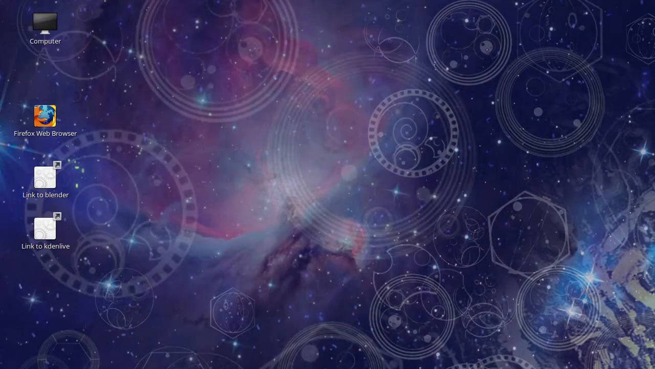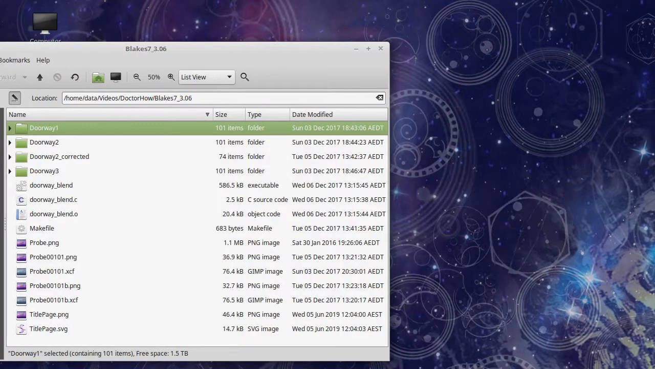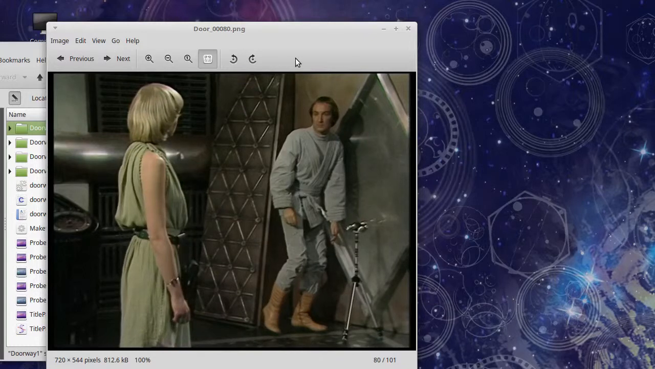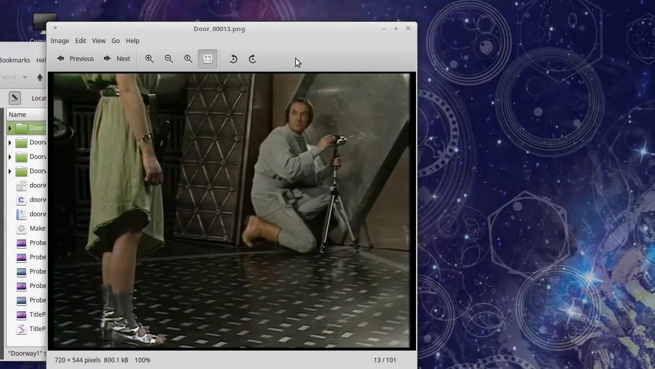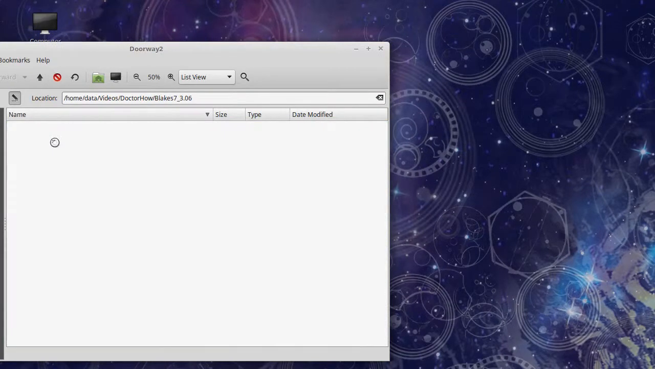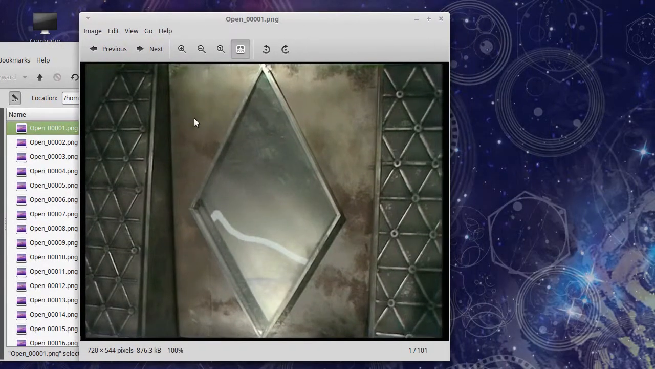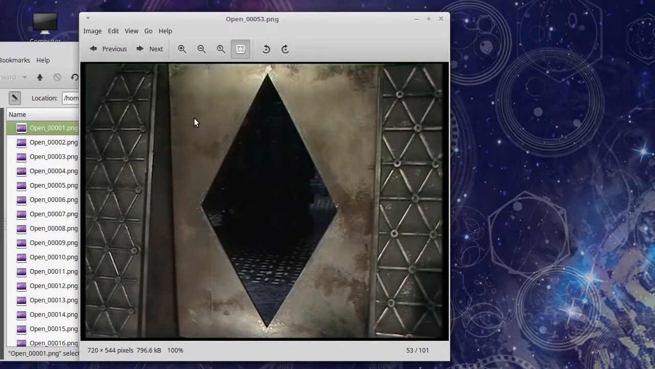So if you have a look at the doorway, you can see what we've got here is the probe in front of the doorway. Vila moves away from the door, and then the door has got this electricity effect going on, and then the door vanishes. But you can see the problem. The probe is actually not visible in this particular shot.